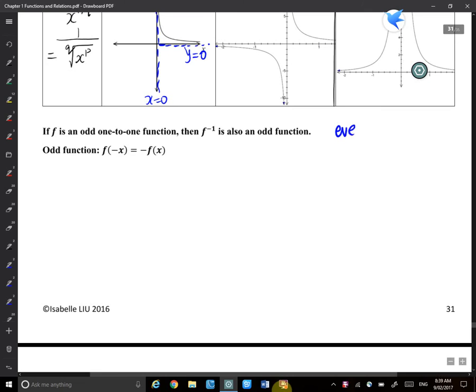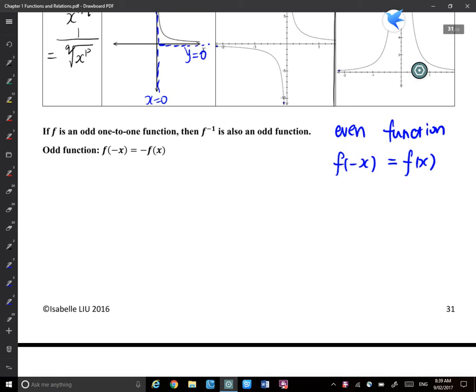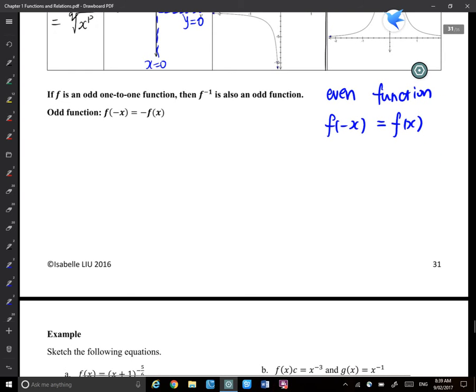We also have the definition for an even function. For an even function, we have f(-x) equals f(x). So we just use this to test whether the function is odd or even. In the previous page, we had questions about odd and even functions. If you don't know what odd and even functions are and how to recognize them, you can go back and find those pages. I also have solutions on the portal in the Google Classroom. So that's just a definition.